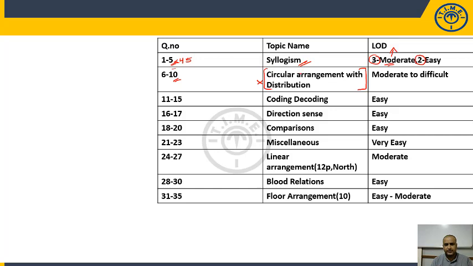Circular arrangement, only if it is a simple circular arrangement, you can take up. But circular arrangement along with some other variable, definitely this should be your last preference.